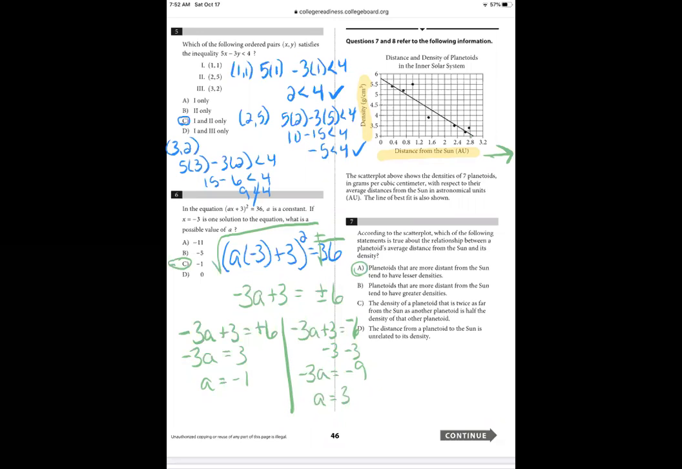And if it would help, you could write those out as ordered pairs to have actual numbers to look at for x and y. Okay, so that was page 2.